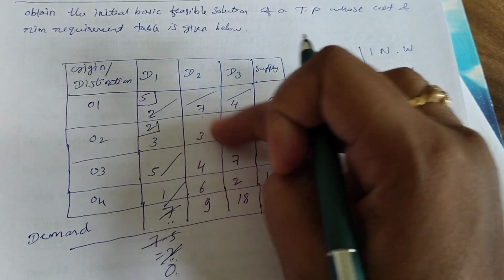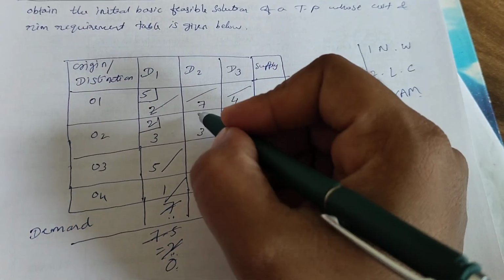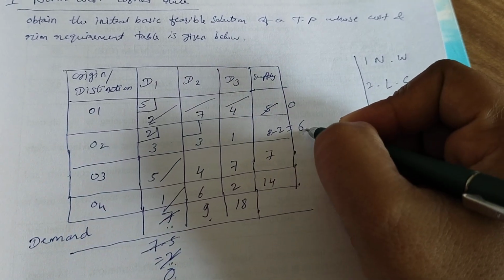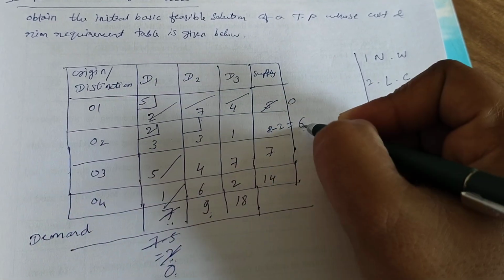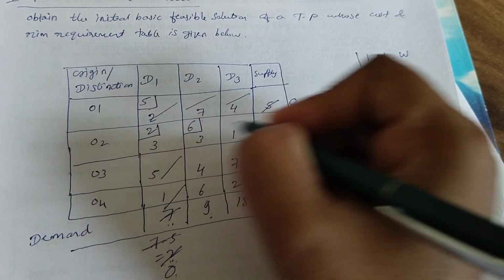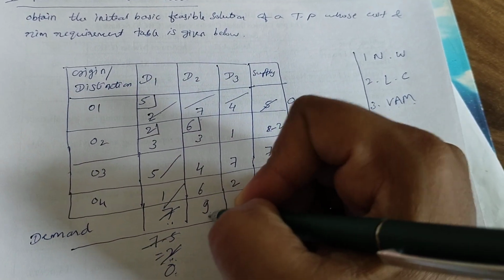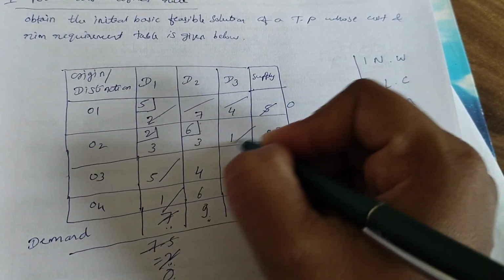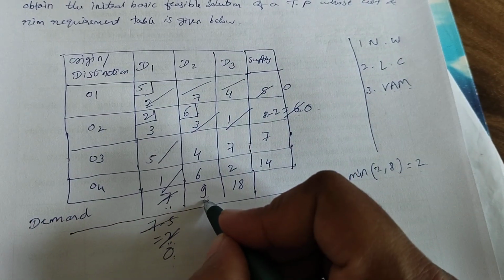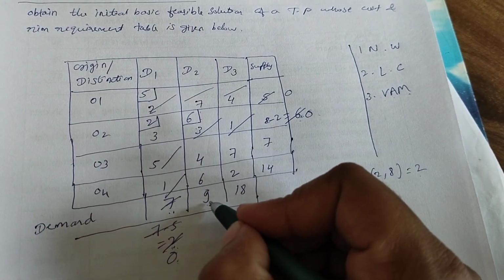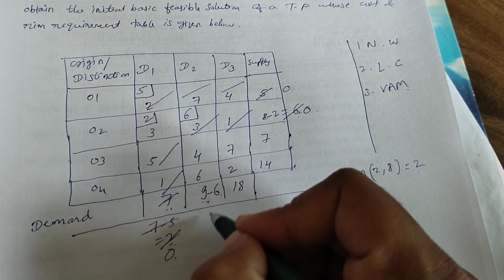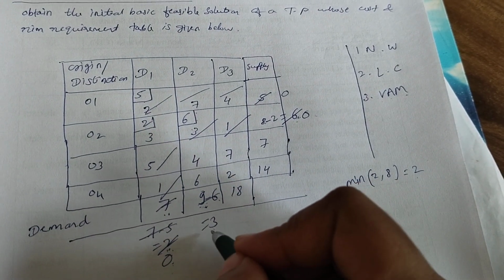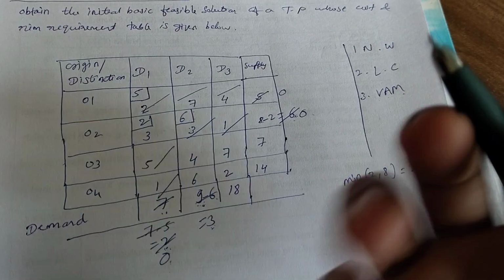Now see the remaining cells. In the remaining cells, the northwest corner is this one. Here the demand is 9 and the supply is 6. The minimum among these is 6, so allocate 6 here. Among the 9 demand, 6 is supplied, so nothing is left in the supply part. Delete this row. The leftover is 9 minus 6, that is 3. 3 is left in the demand, and that leftover demand is fulfilled by another source.